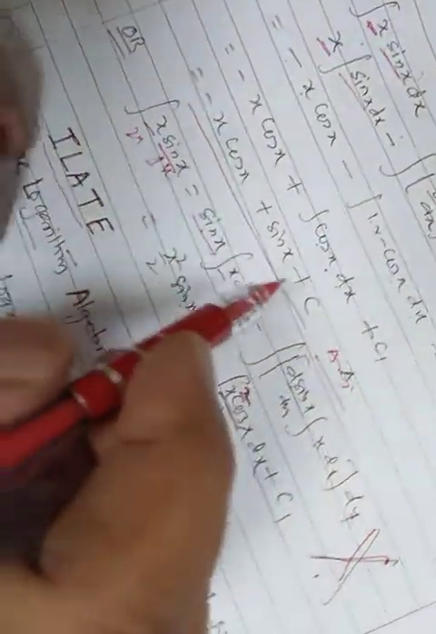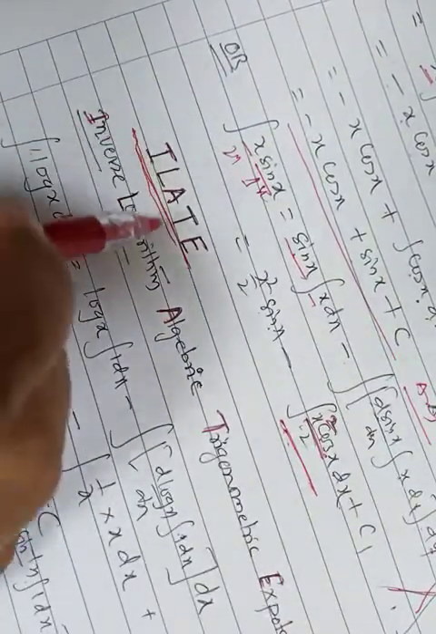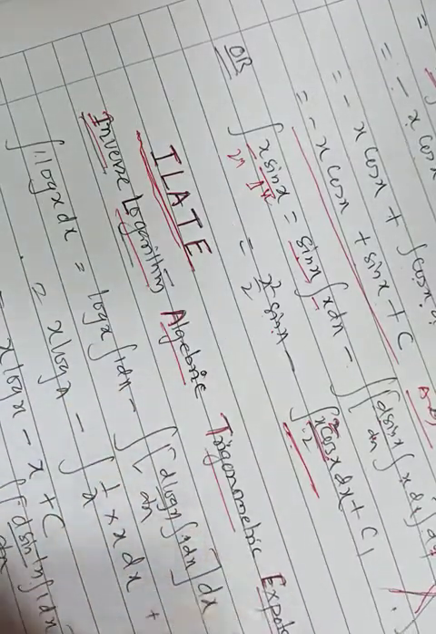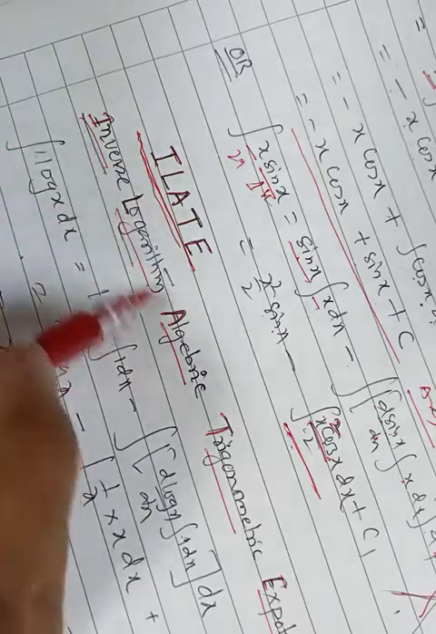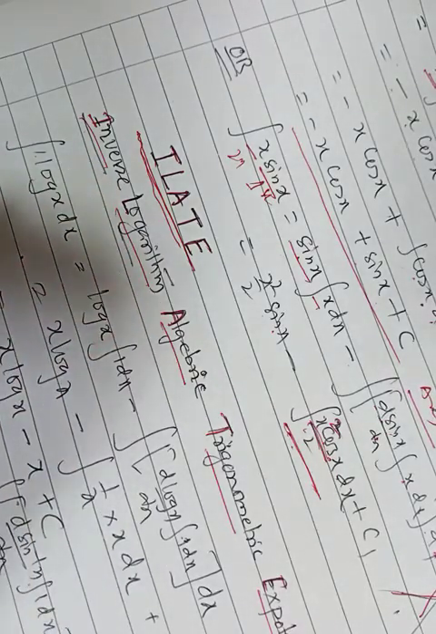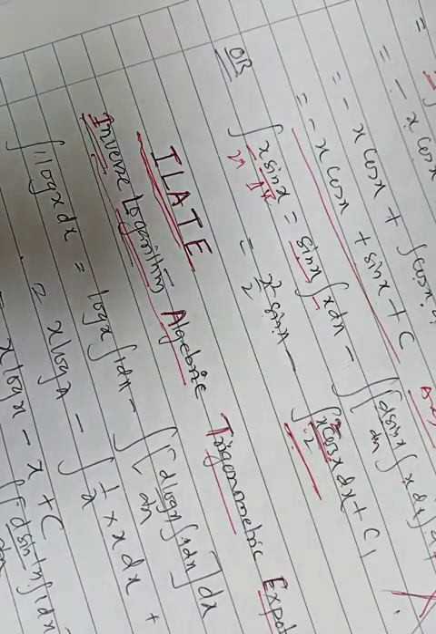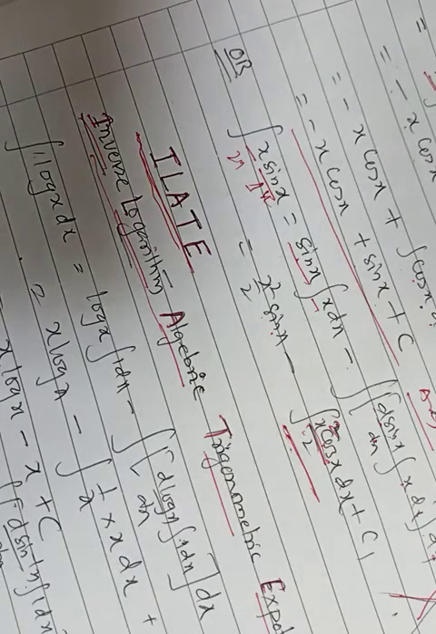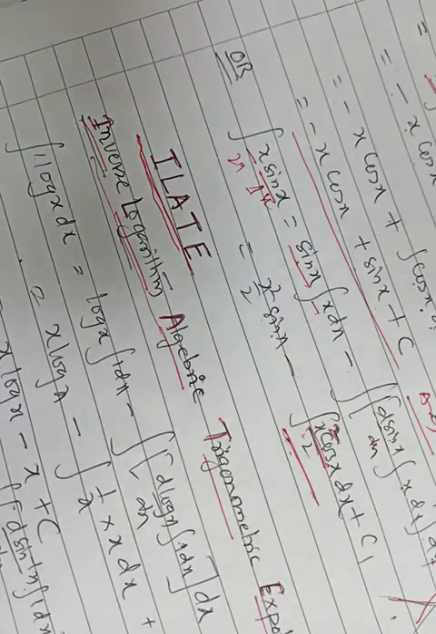For that we have a rule. The rule is called ILATE. Remember this: inverse, logarithm, algebraic, trigonometric, exponential. This is the order. So this order we will follow to take the first function and second function. Okay, remember this. Now you must remember the differentiation of log x is 1 by x and integration of 1 by x is log x. But integration of log x we still don't know.